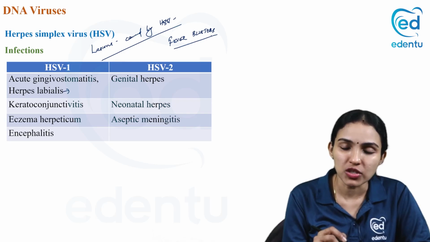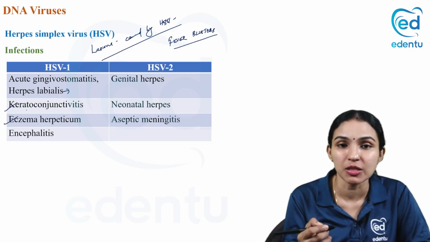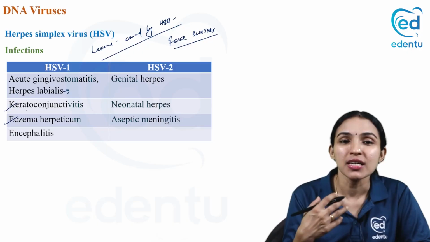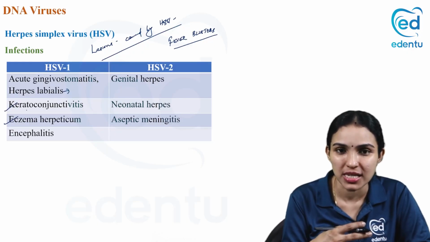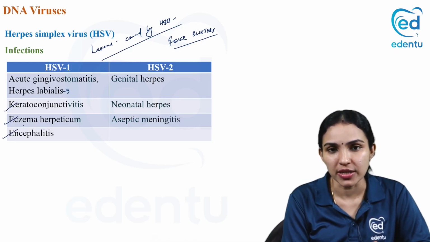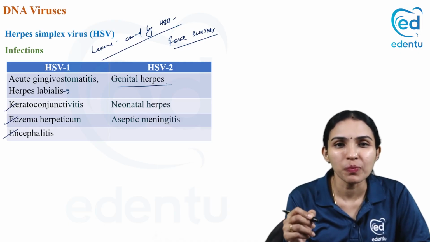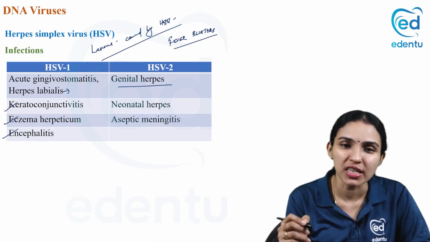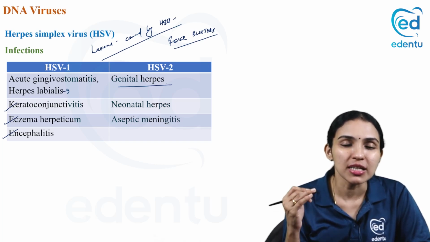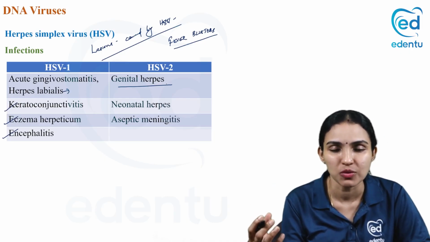Then the other condition caused by HSV1 is keratoconjunctivitis, cornea and conjunctival inflammation, and eczema herpeticum in people who have skin lesions like eczema, especially children. They can have extensive herpes lesions along the skin, so it's called eczema herpeticum. Then encephalitis is another condition caused by HSV1. And HSV2 is mostly known to cause genital herpes. It will be painful vesicular ulcers seen over the external genitalia. Similarly, it is known to cause neonatal herpes, because during delivery the baby can get exposed to the herpes virus if the mother is infected with genital herpes.